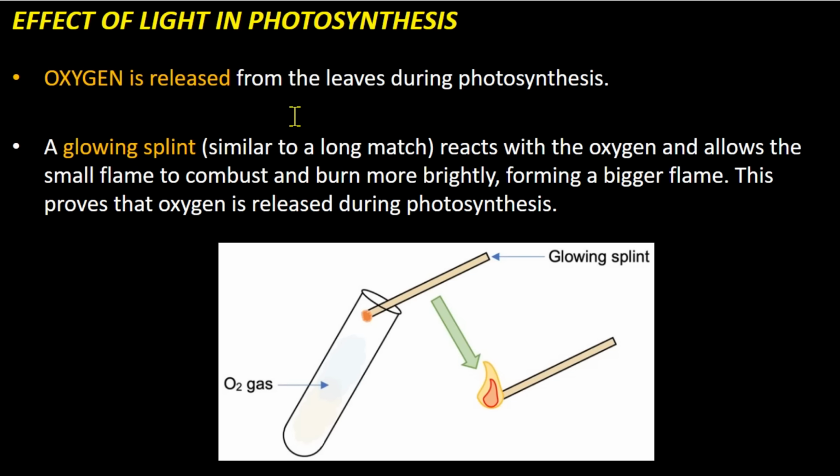Oxygen is released from the leaves during photosynthesis, as just said. And you can actually observe this by using a glowing splint. It's similar to a long match. What this would do is react with the oxygen and allow a smaller flame to combust and burn more brightly. So if you light this and put it close to a leaf that is releasing oxygen, you will see that it would combust into a bigger flame. This proves that oxygen is released during photosynthesis.